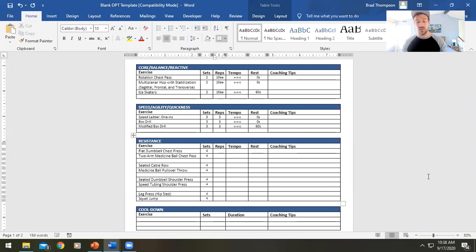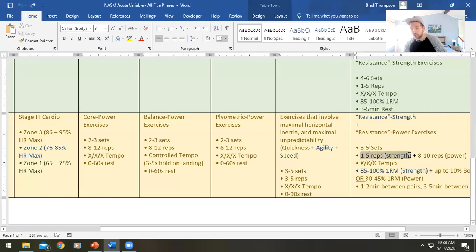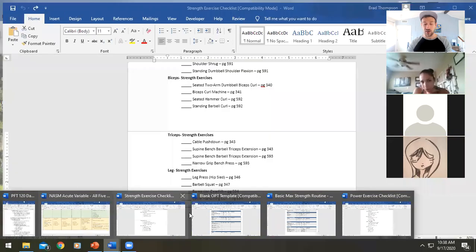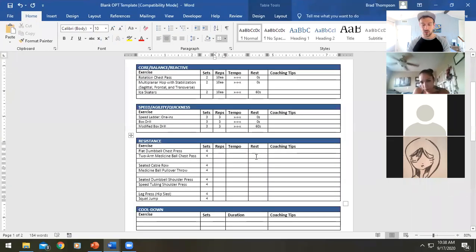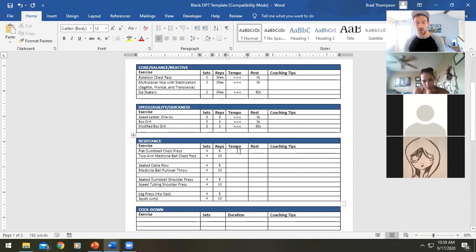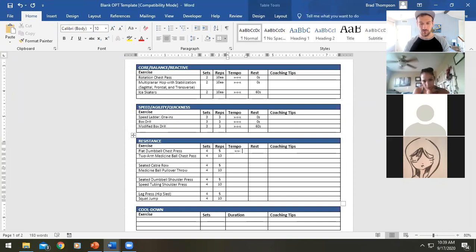And rep-wise, you are going to go 1 to 5 reps for your strength movement. So that's the same as our max strength routine. But then 8 to 10 reps for your power movement, because the intensity is so low, you need higher repetitions to get change there. So we're going to do 5 reps for all the strength movements, and let's go with 10 reps for all the power movements. Tempo, X, X, X for both. Rest, 0 seconds after the first exercise, 3 minutes rest after the second.